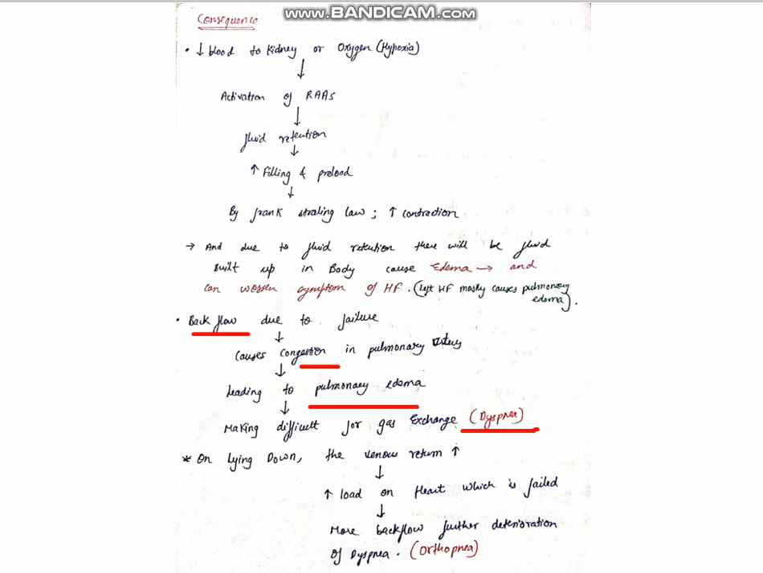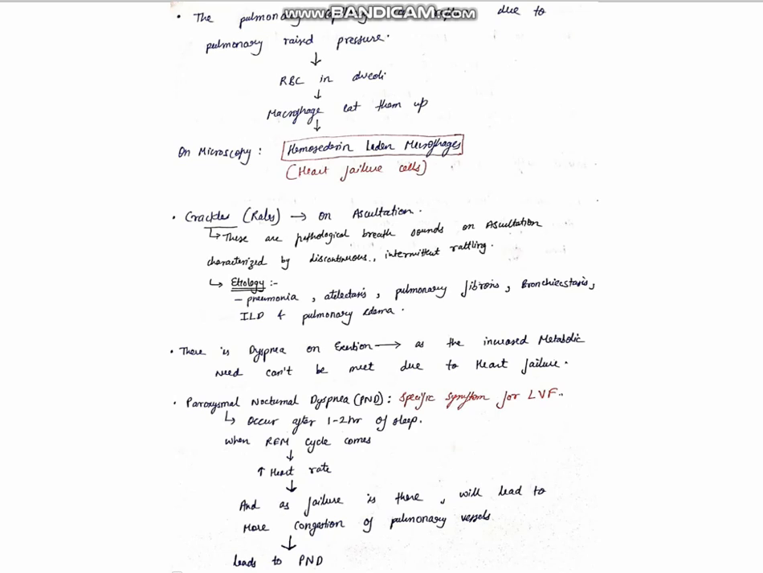When the patient lies down, as the venous return will increase, it will further increase the load on the heart, which will further increase the backflow in the lungs, which will lead to dyspnea on lying down, which is called orthopnea. As there is backflow, it will lead to pulmonary edema due to congestion, because the pulmonary capillaries will rupture and there will be accumulation of blood in the alveoli, which is called pulmonary edema.